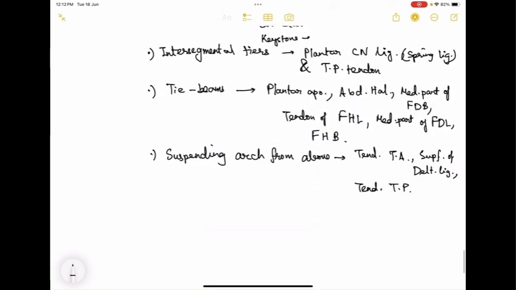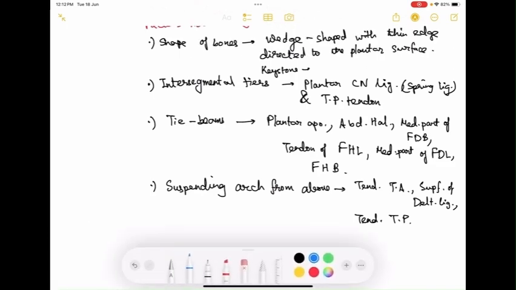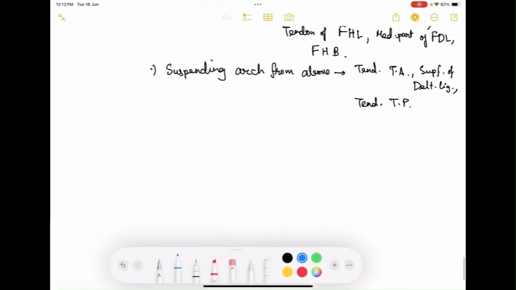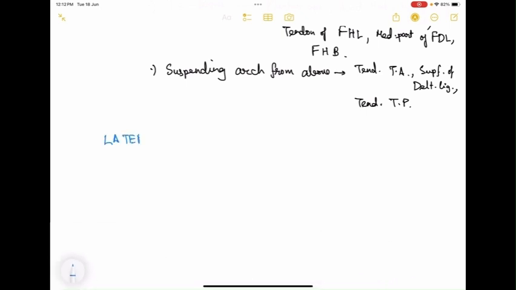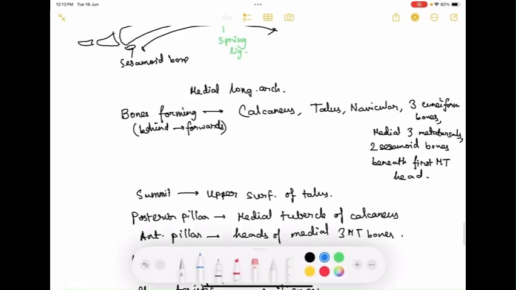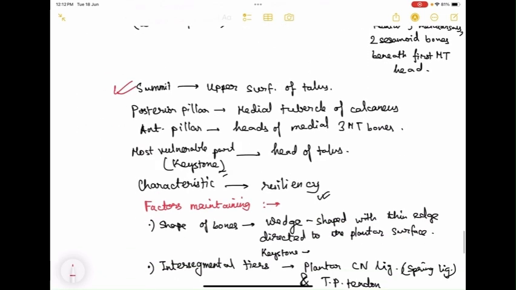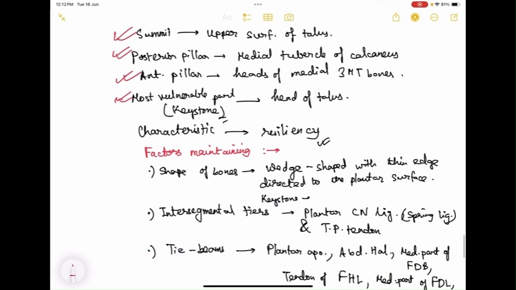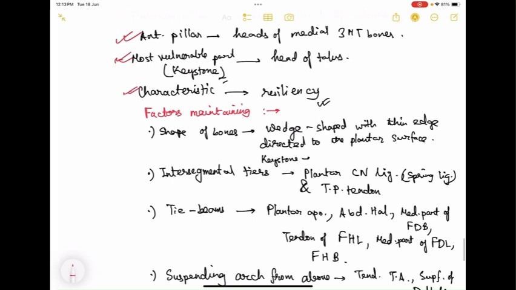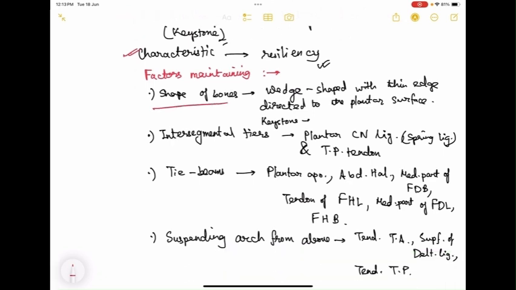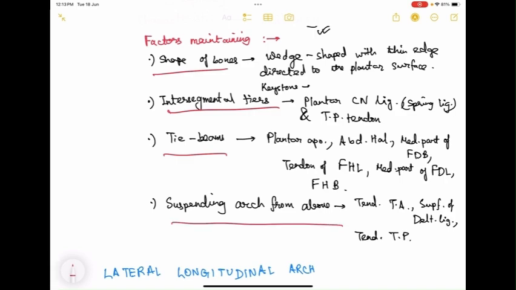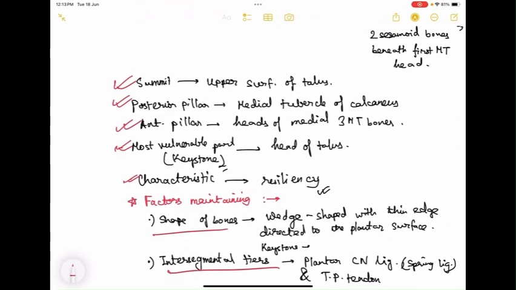So this is the medial longitudinal arch. Moving on to the lateral longitudinal arch. What is the important point that I was going to tell you? When questions come regarding arches, you have to first of all draw this. You have to write about the bones forming, the summit, the posterior pillar, anterior pillar, most vulnerable part, and the characteristic. Then for factors maintaining, take care of the shape of bones, intersegmental ties, tie beams, and suspending the arch from above. These are the 4 points you have to mention when writing about factors maintaining the arch.